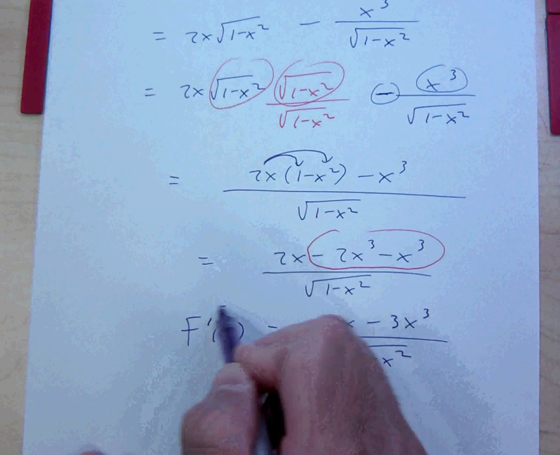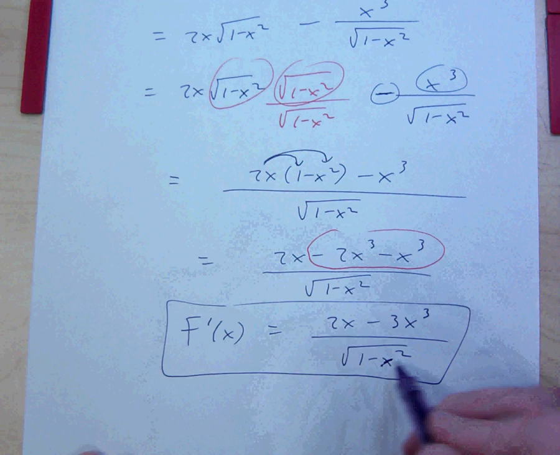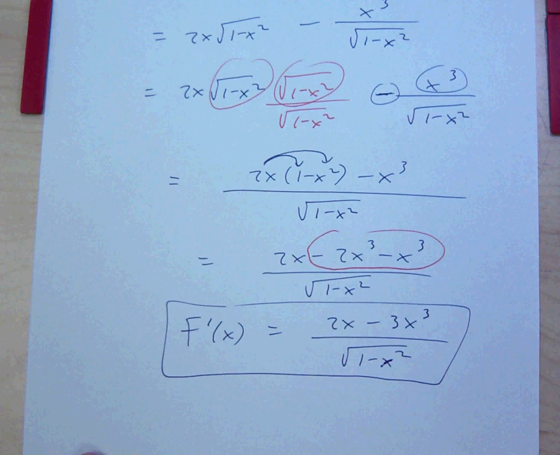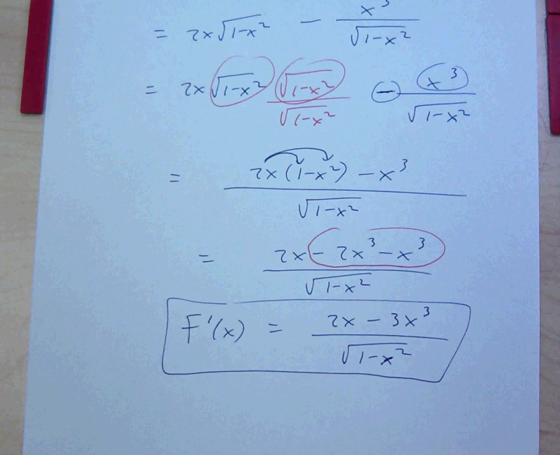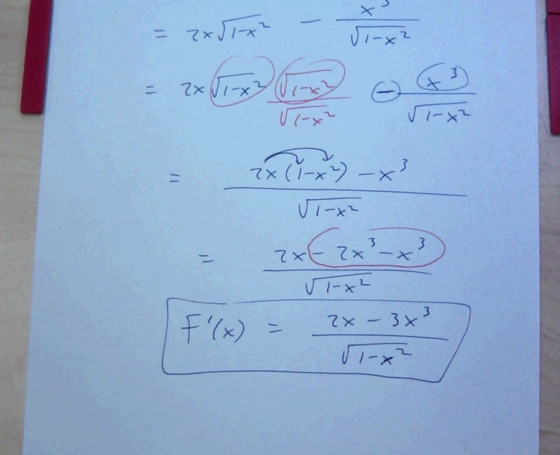So I suppose if you wanted to, you could pull out an x in the numerator as well, couldn't you? But that doesn't allow me to do much more. Right? Okay, guys?